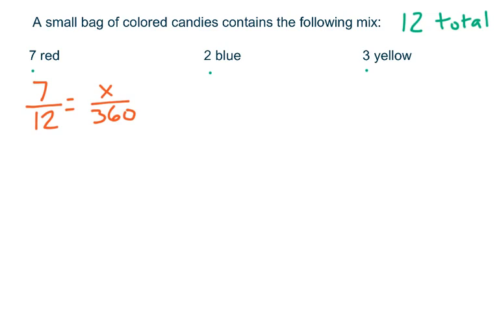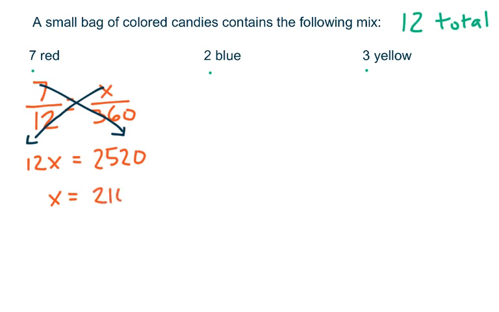The solving process here involves cross-multiplying, something you may be familiar with. We multiply this way and get 12x. We multiply that way and have 7 times 360 is 2,520. One more step, we divide both sides by 12 to solve for x, and we can find out that the number of degrees that we're going to give to red when we make our pie chart is 210. So red's going to be given 210 degrees when we make our pie chart.